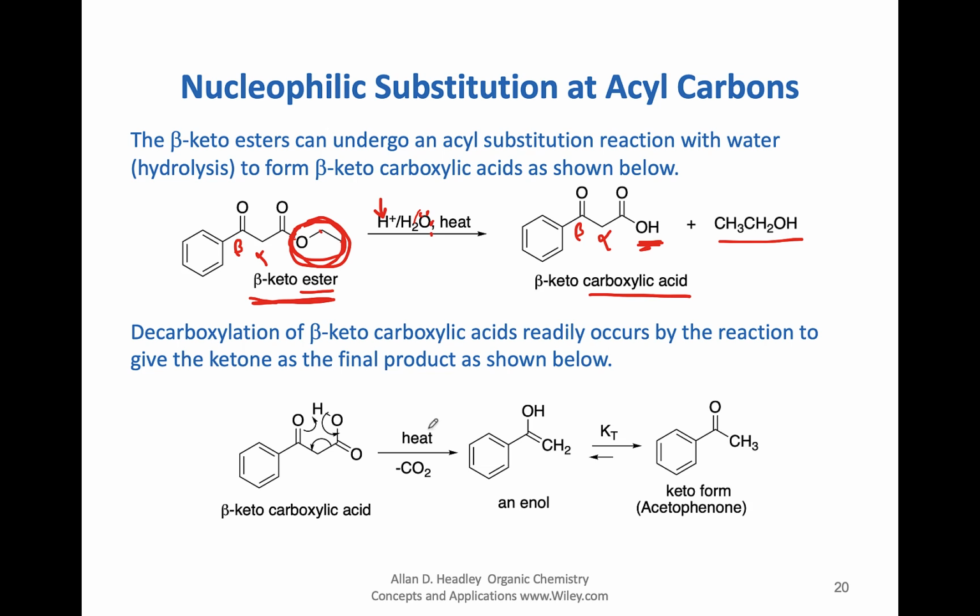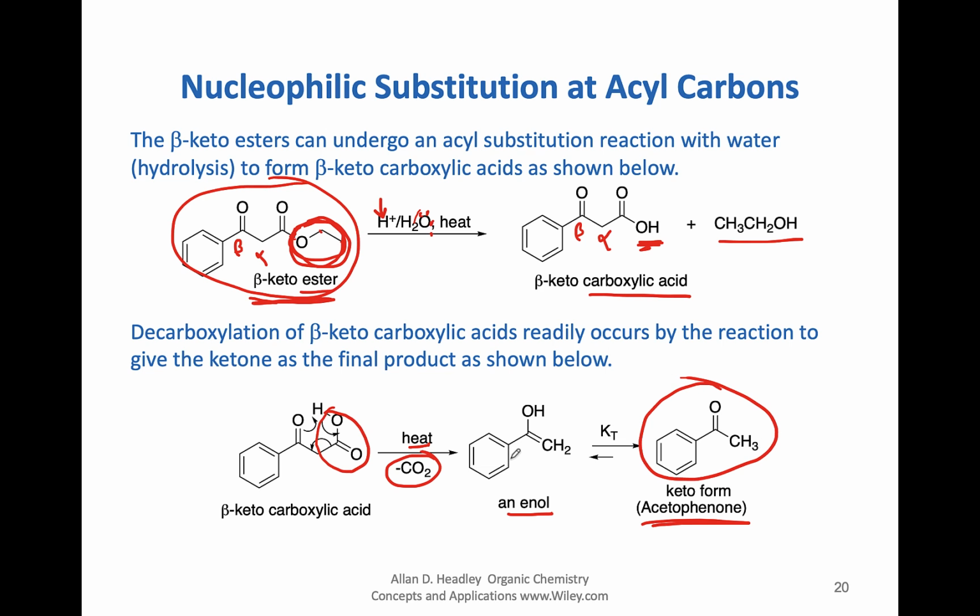Very reactive. In the presence of heat, it decarboxylates, giving off carbon dioxide to form an enol. Just follow these arrows here. You'll see carbon dioxide coming off right here, and an enol. Of course, as we have discussed from previous lectures, the enol is not as stable as the keto form, so we have a keto-enol tautomerization. So this becomes our final product. So again, we can go from this ester into this ketone by this set of reactions.